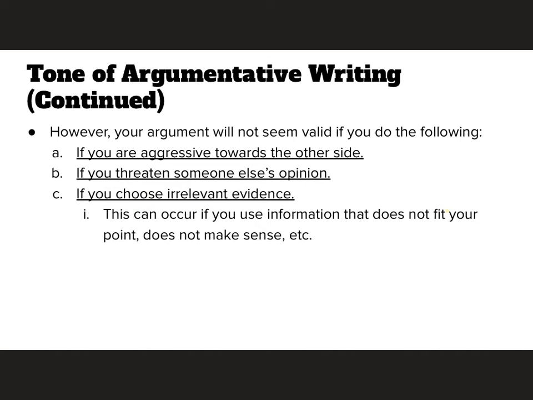Even more stuff about tone. Your argument is not going to come off as valid if you do the following. If you are aggressive towards the other side, if you threaten someone else's opinion, or if you choose irrelevant evidence. This can occur if you use information that does not fit your point, doesn't make sense, etc. So if you're throwing out nonsense evidence that doesn't match your claims, you're not going to seem very valid. If you're aggressive, if you attack the other side, if you threaten someone else's opinion, all of these are not going to seem valid and they're not credible. You're not making a good case for your argument.